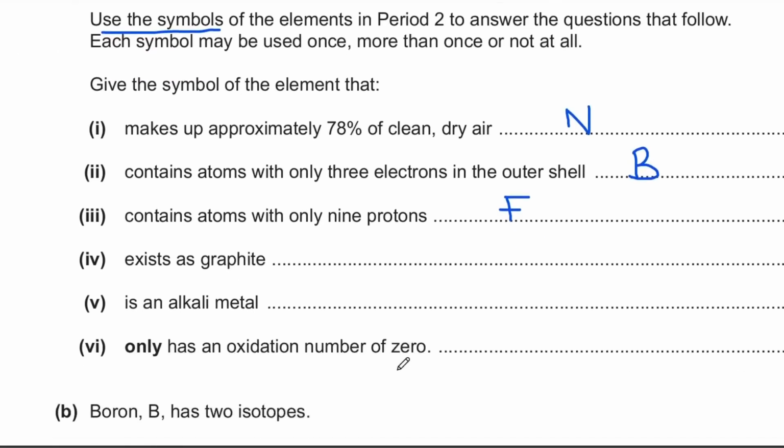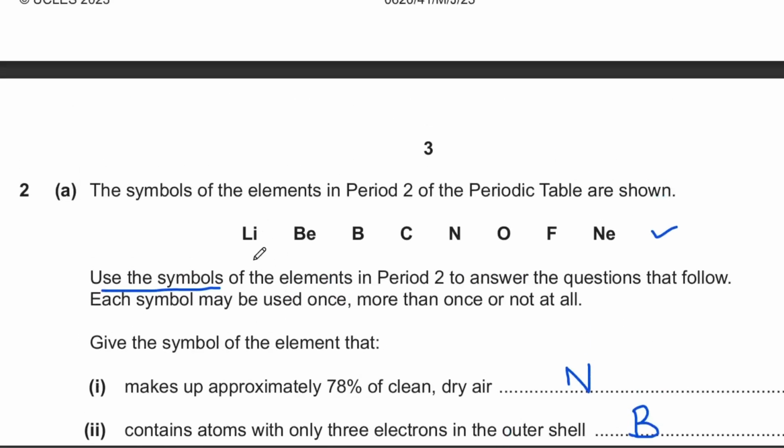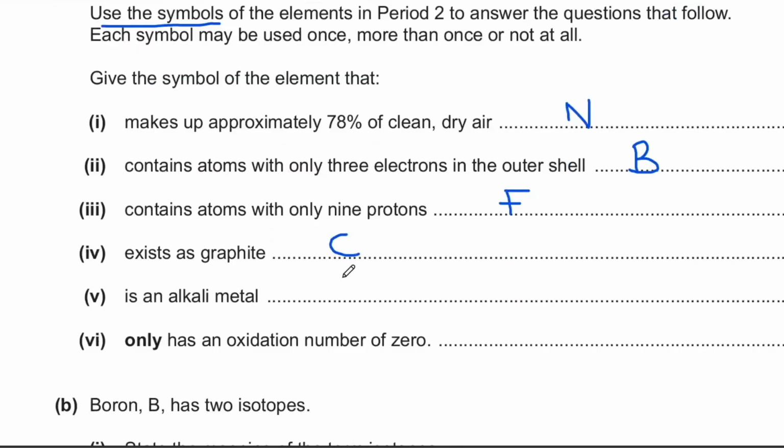Next, exists as graphite. Graphite is an allotrope of carbon. Diamond is another example. So in this case, that will be carbon. Symbol of carbon is C. And it's an alkali metal. Alkali metals are group 1. So here, lithium, a member of group 1.